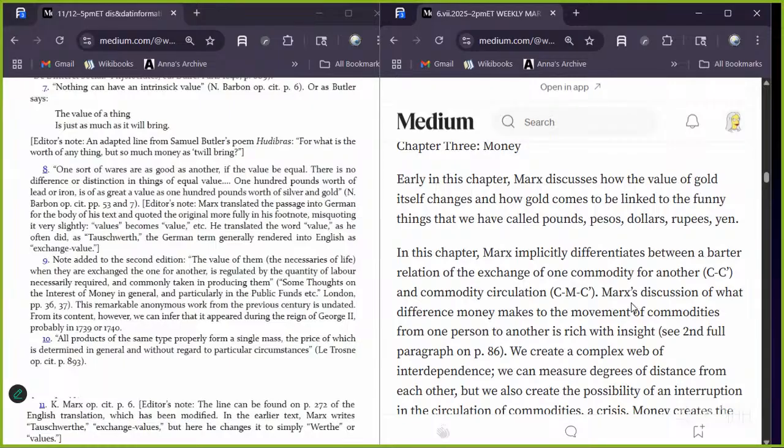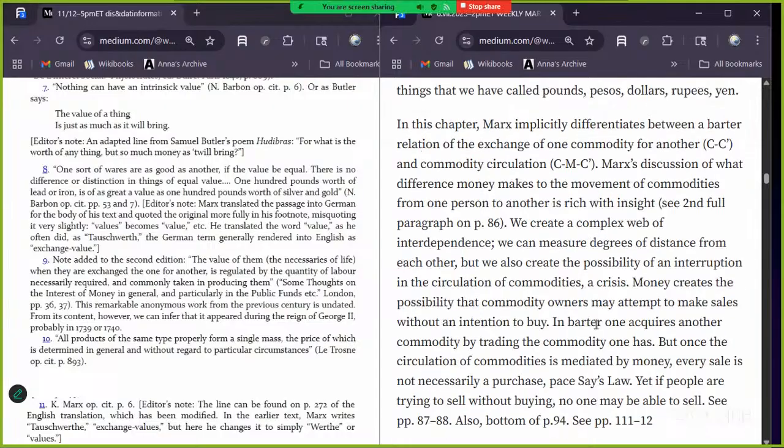We create a complex web of interdependence. We can measure degrees of distance from each other, but we also create the possibility of an interruption in the circulation of commodities, that is, a crisis. Money creates the possibility that commodity owners may attempt to make sales without an intention to buy.